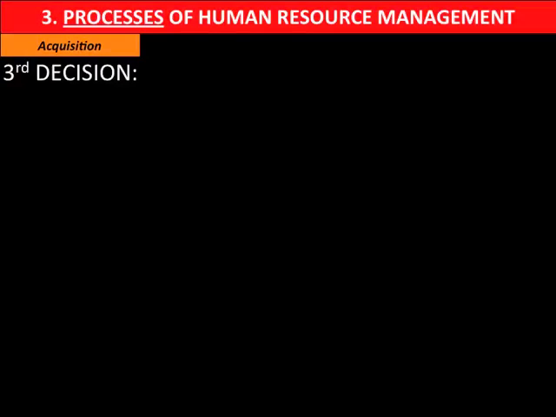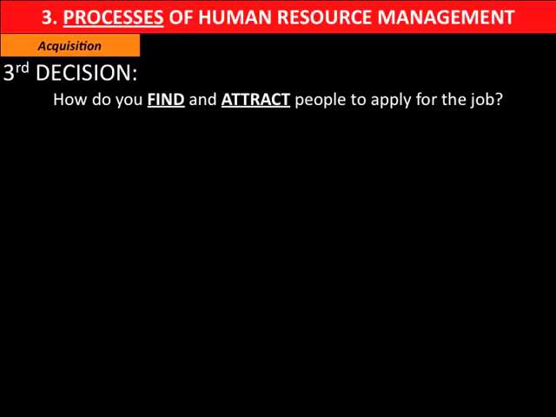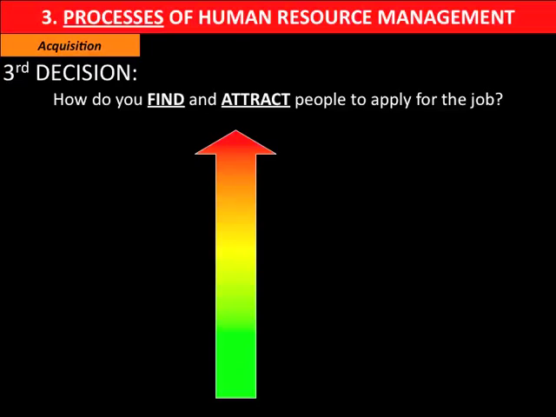The third decision that has to get made is, how do you find and attract the right people to apply for the job? Now, this happens in different ways for different types of jobs. So if I've just got an arrow here, like a continuum, from simple jobs to really highly specialized, high level, executive level positions, how do you attract people at these different levels?